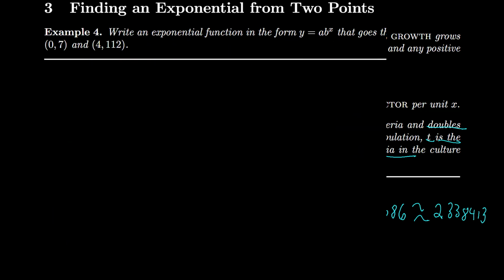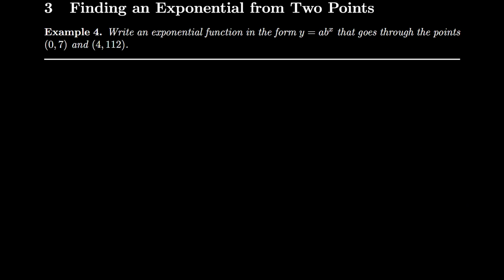Let's move on. You may also be asked to find an exponential from 2 points. So here's just an example of the sort of thing that you may be asked. It says, write an exponential function in the form y equals a times b to the x that goes through the points 0, 7 and 4, 112.